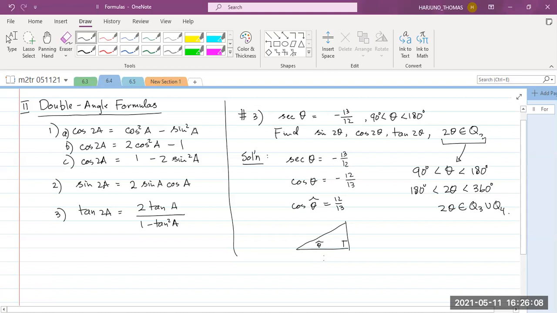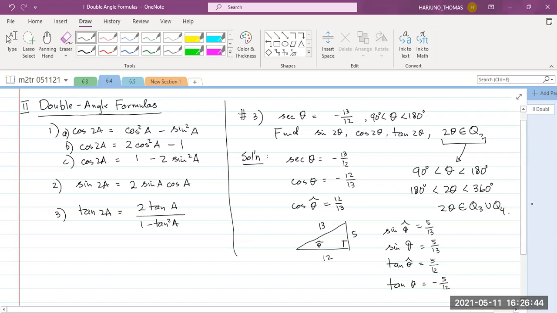Cosine is 12/13, so the opposite side is 5. From there, we see sine theta is 5/13. Theta is in quadrant 2, right? So sine theta is still positive, because theta is in quadrant 2. Tangent theta is 5/12, so tangent theta in quadrant 2 must be -5/12.